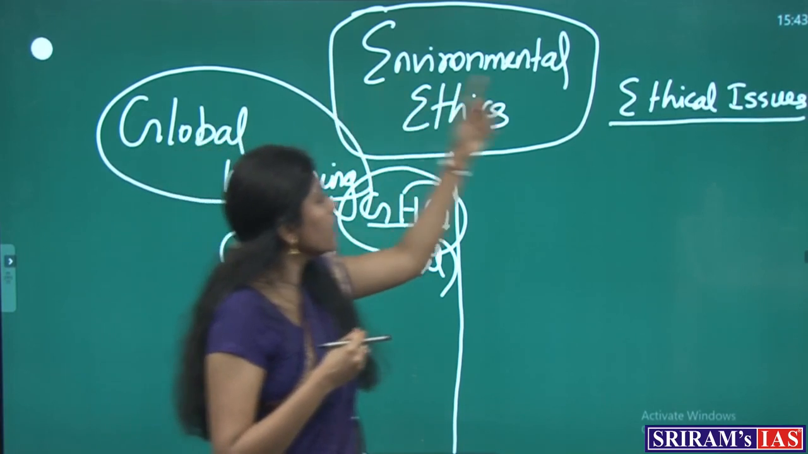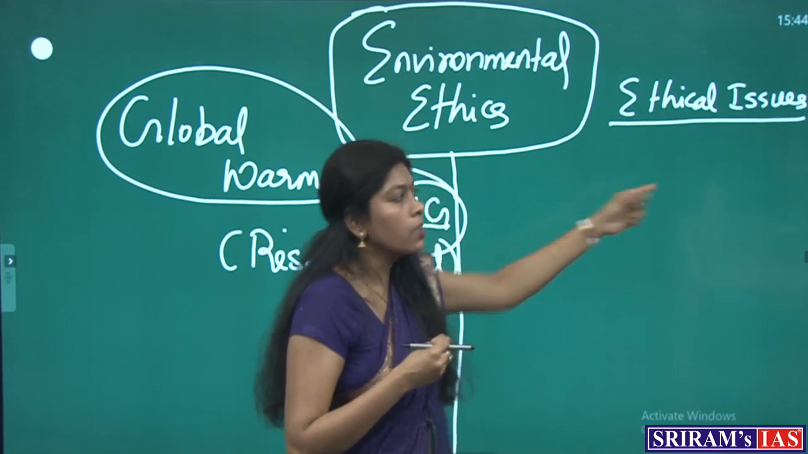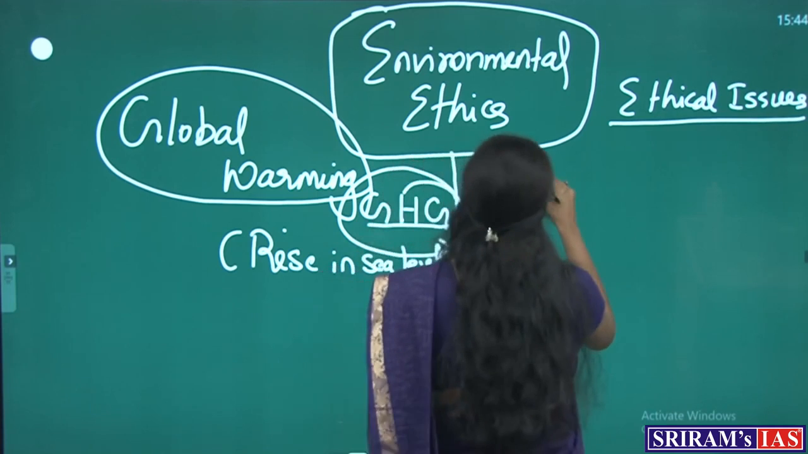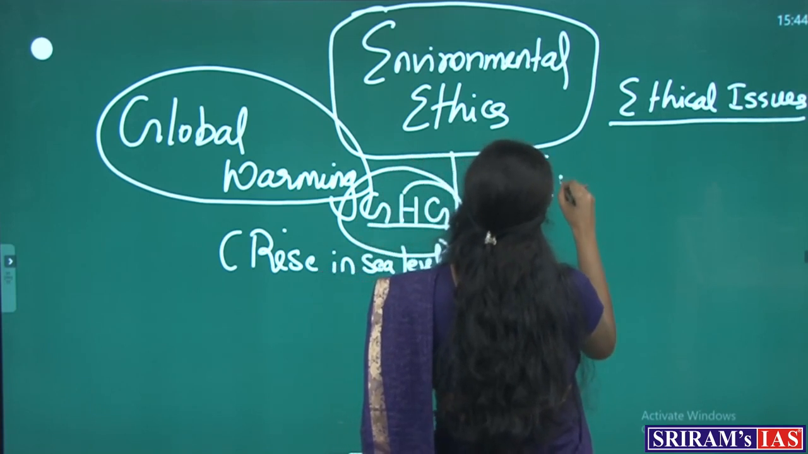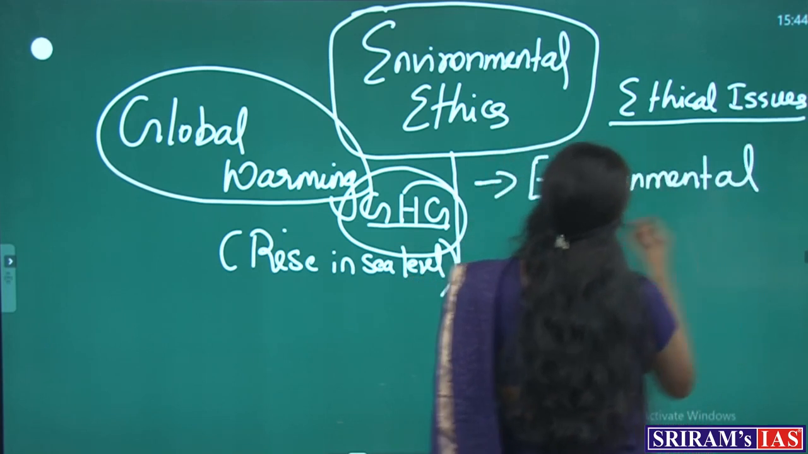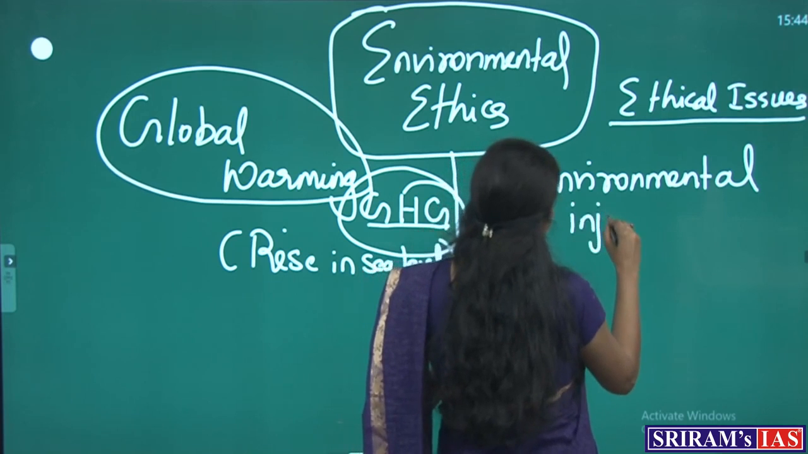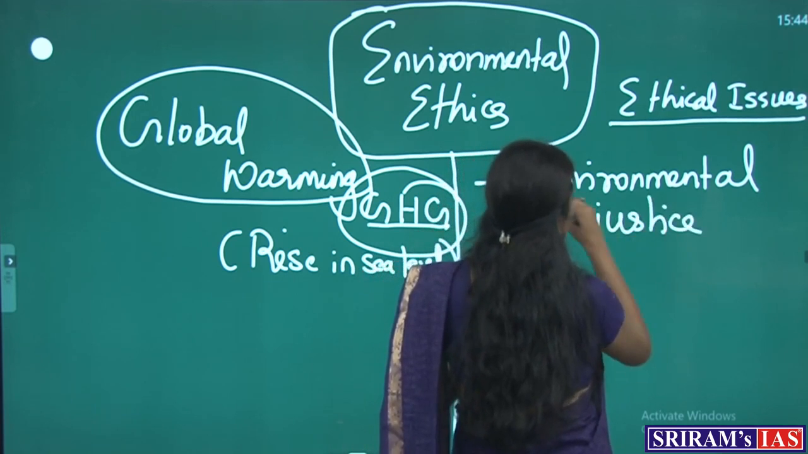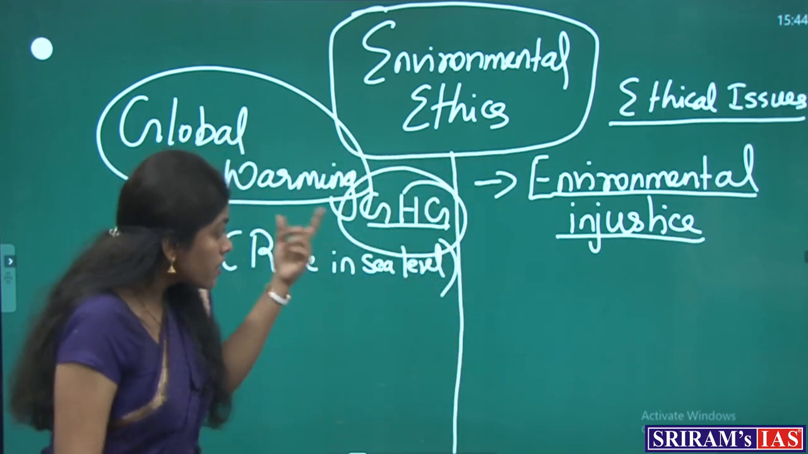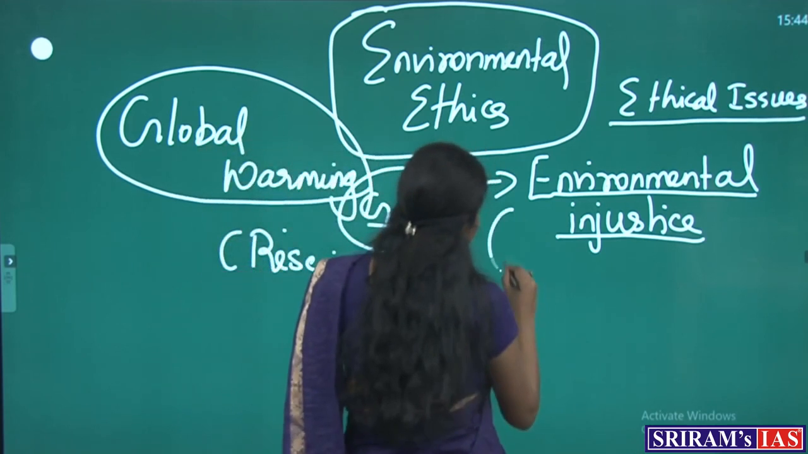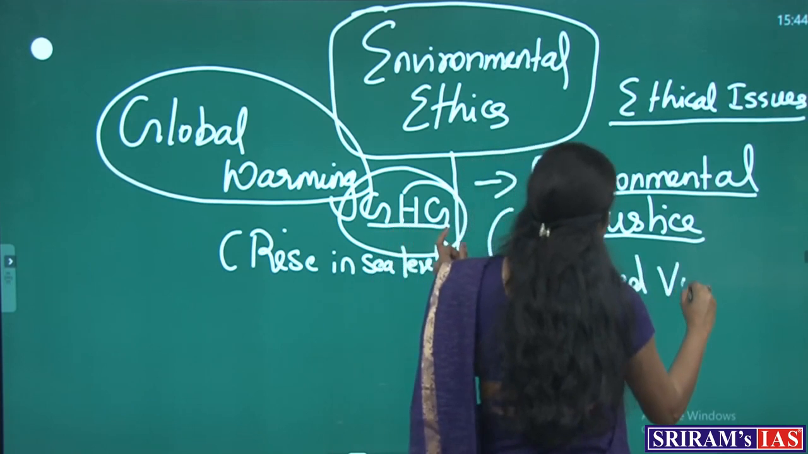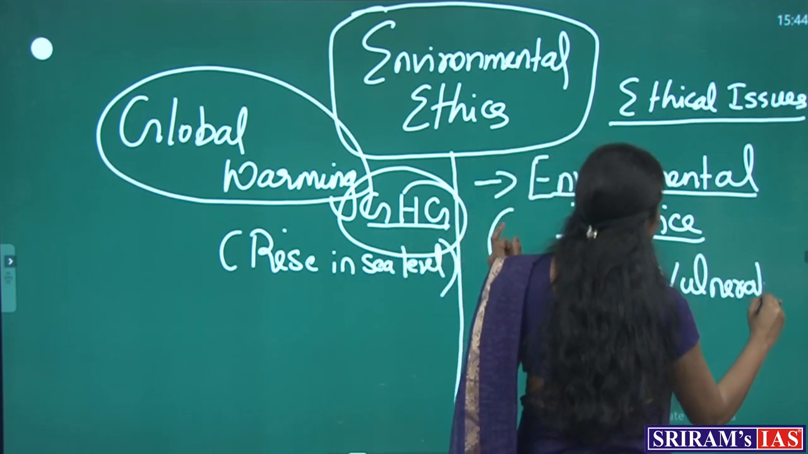What is the ethical issue related to this type of problem? This resulted in environmental injustice. There are certain keywords. These are keywords. When you are writing in your ethics, you have to use the keywords. Environmental injustice. Why are we saying environmental injustice? Because this sea level rise is resulting in skewed vulnerabilities. It is affecting the vulnerable community.